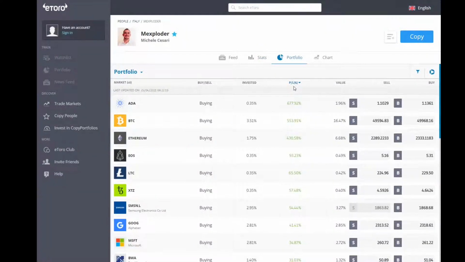Okay, so here we have a bunch of problems, right? So this is what you don't want to see. You don't want to see a 600% return, because it means if I copy him today, I'm going to have just 0.35% invested in ADA. His portfolio today has around 2% in ADA. If I copy him, I'm going to have around 3.1% in BTC. His portfolio has around 16% in BTC.